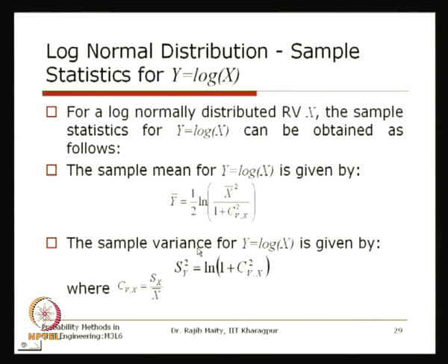The sample variance for y equals log x is s y square, which is equal to ln of 1 plus CV x square. So, take the coefficient of variation, square it, add 1, take the log, and you get the sample variance of y. This coefficient of variation, as we know, is the ratio of the standard deviation of x divided by the mean of x.